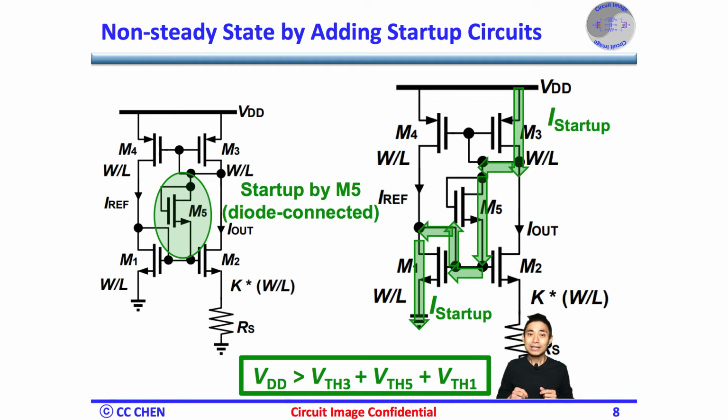Think about the turn-on images for the current path. Correct. Only M3, M5, and M1 must be turned on. Therefore, the sum of those 3 voltages must be less than the supply voltage VDD. On the other hand, the supply voltage must be greater than the sum of those 3 things to make this startup topology work. Besides the startup constraint for a non-steady state trigger event, what else could be the issue?